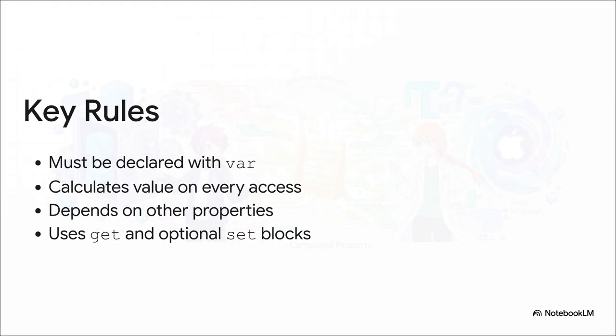Now, there are a few important rules here. A computed property must be a var because its value can technically change, right? If radius changes, the calculated area will change too. It does this calculation every time you access it, and it almost always depends on other properties. This calculation part is called a getter, and you can also add an optional setter to define what happens if someone tries to assign a value to it.